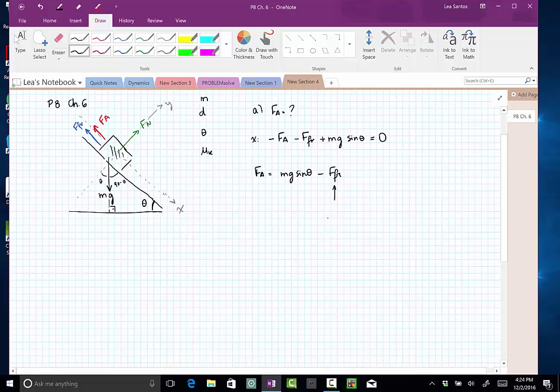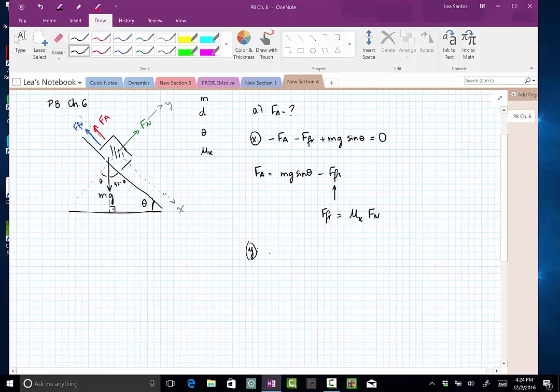Very well. The friction force, as we know very well, is mu, the coefficient of kinetic friction, multiplied by the normal force. And what is the normal force in this problem? Okay, to find the value of the normal force, we need to have a look at the equation in the y direction. So let's go for the equation in the y direction.